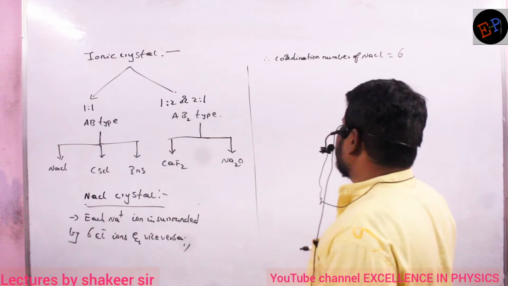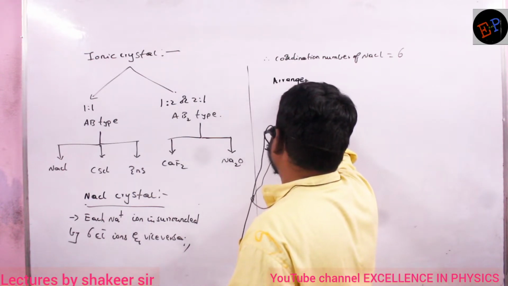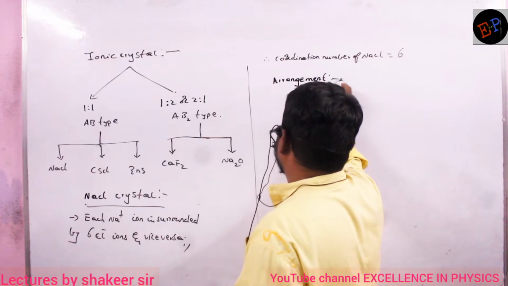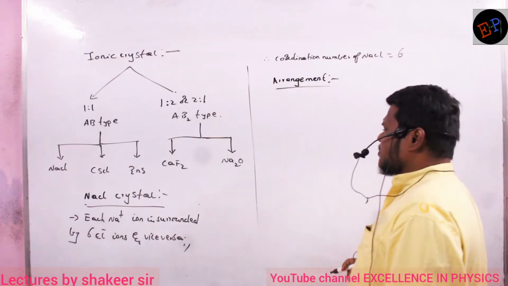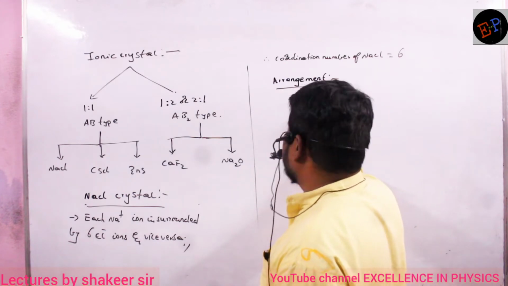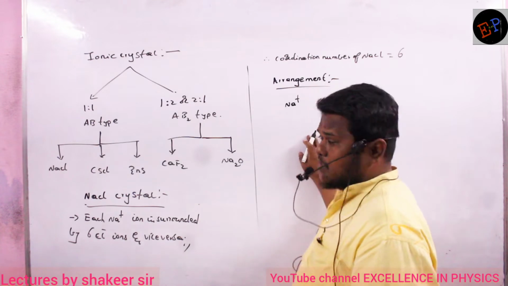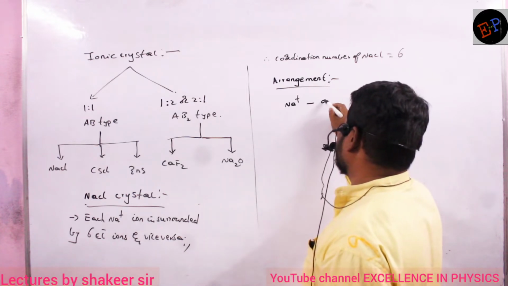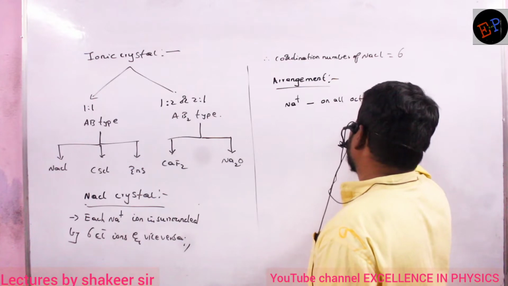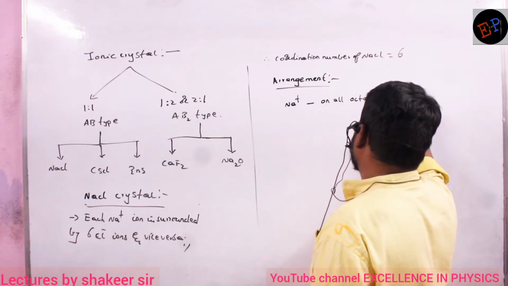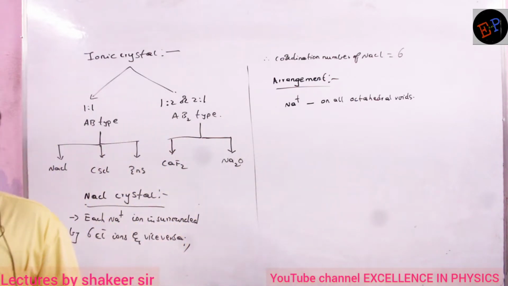Now let us see the arrangement of these ions, where the sodium and chlorine ions are arranged in this crystal. Listen very carefully first, then you can write down. The Na+ ions, the sodium cations, are present on all octahedral voids. Where they are present on all octahedral voids, you can find these Na+ ions.